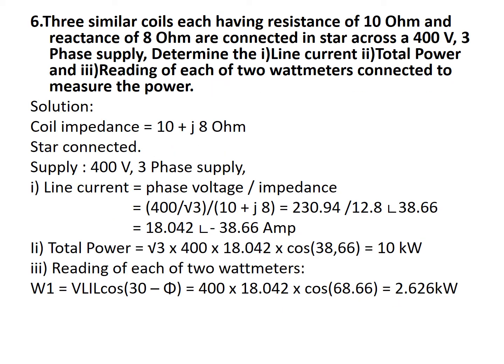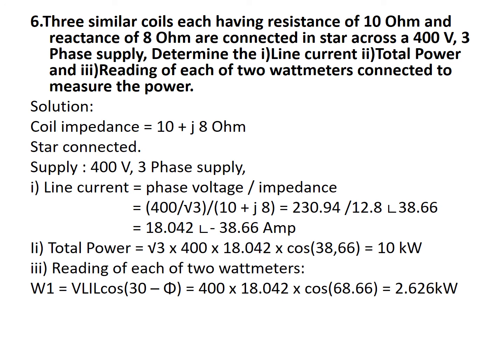It is lagging. Another one: three similar coils, each having resistance 10 ohm and reactance 8 ohm, connected in star across 400 volt. Find out the line current, total power, and reading of each of the 2 wattmeters connected to measure the power. Here, line current is equal to line voltage divided by impedance. Phase current and line current are both the same because it is star connected. So phase current is equal to phase voltage divided by impedance.